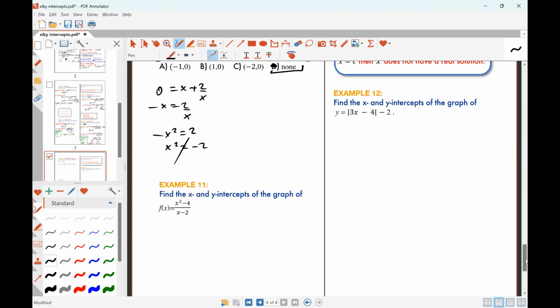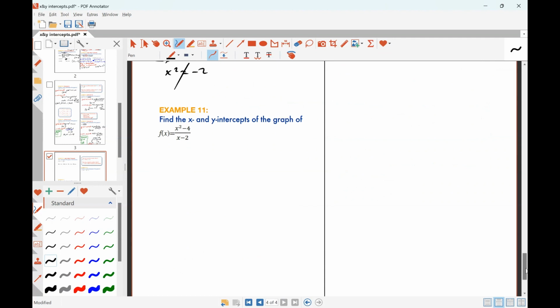The following question, we have a rational expression. Find y-intercept. Give 0 to x. So it is going to be y equals 0 squared minus 4 over 0 minus 2. So minus 4 over minus 2 is 2. So our point will be 0 for x, 2 for y. 0 comma 2.